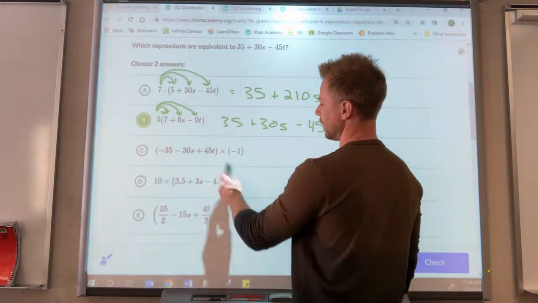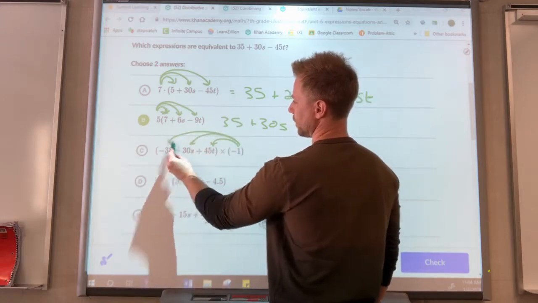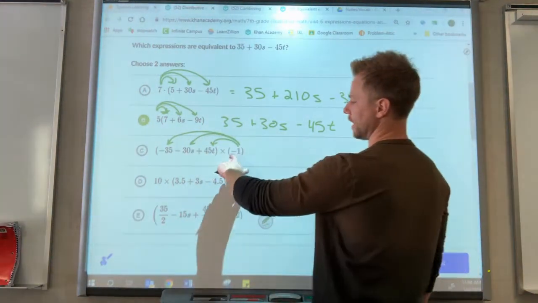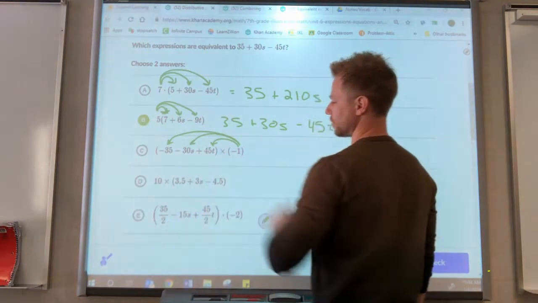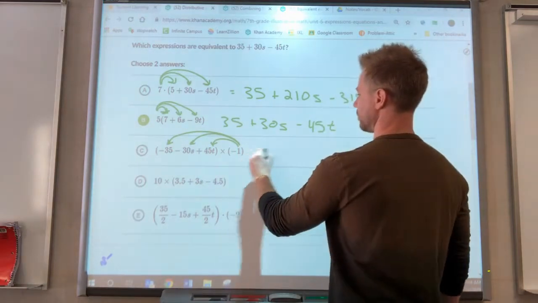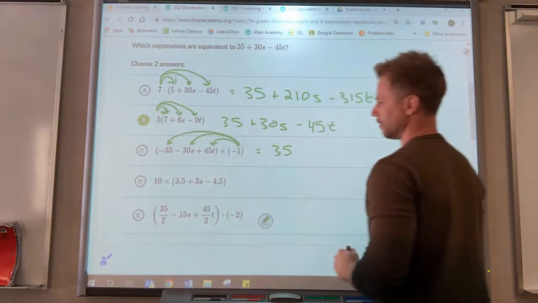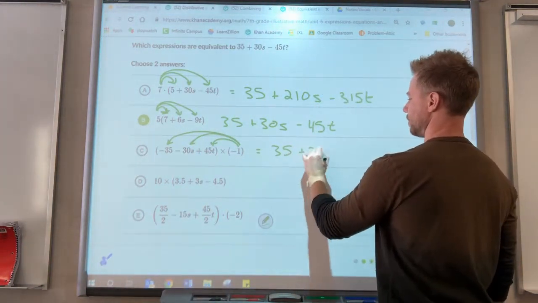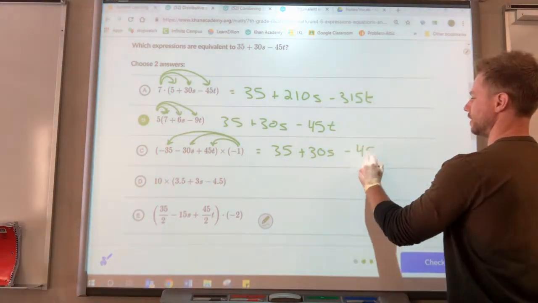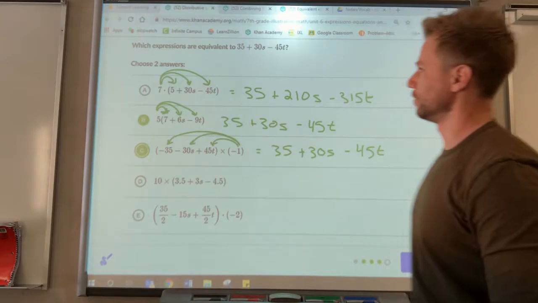Good, down here they put the negative 1 on the right side, but it's still the distributive property. Don't let that mess you up. We're still taking what's on the outside times everything on the inside. So that negative 1, all that's going to do is change the signs of everything that's on the inside. So a negative 1 and a negative 35, two negatives make a positive. It's going to be a positive 35. A negative 1 and a negative 30 makes a positive 30. Don't forget the s. And a negative 1 times a positive 45 makes a negative 45t. So by changing all the signs, we do get what we originally started with.